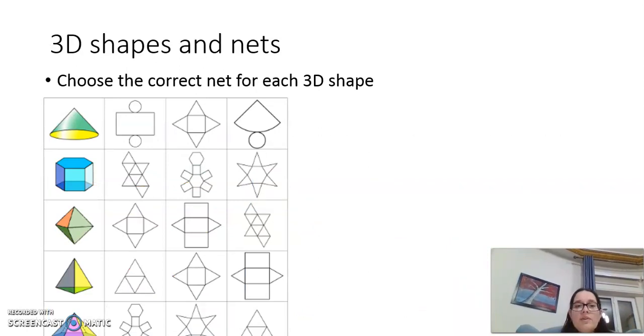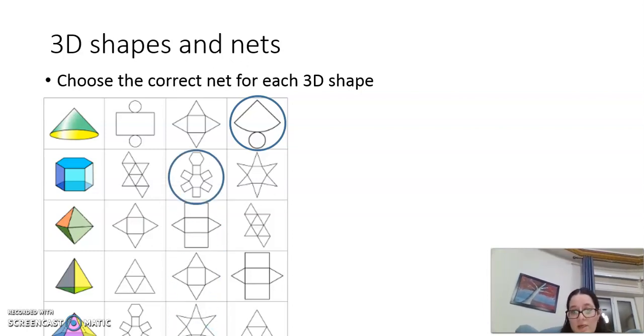Now, I want you to choose the correct net for each of the 3D shapes. What is the correct net for the cone? Yes, this is the correct net for the cone. What about this one? This one is a hexagonal base prism. So I need 2 hexagons and 6 what? 6 rectangles. What is the net? Yes, this is the net.